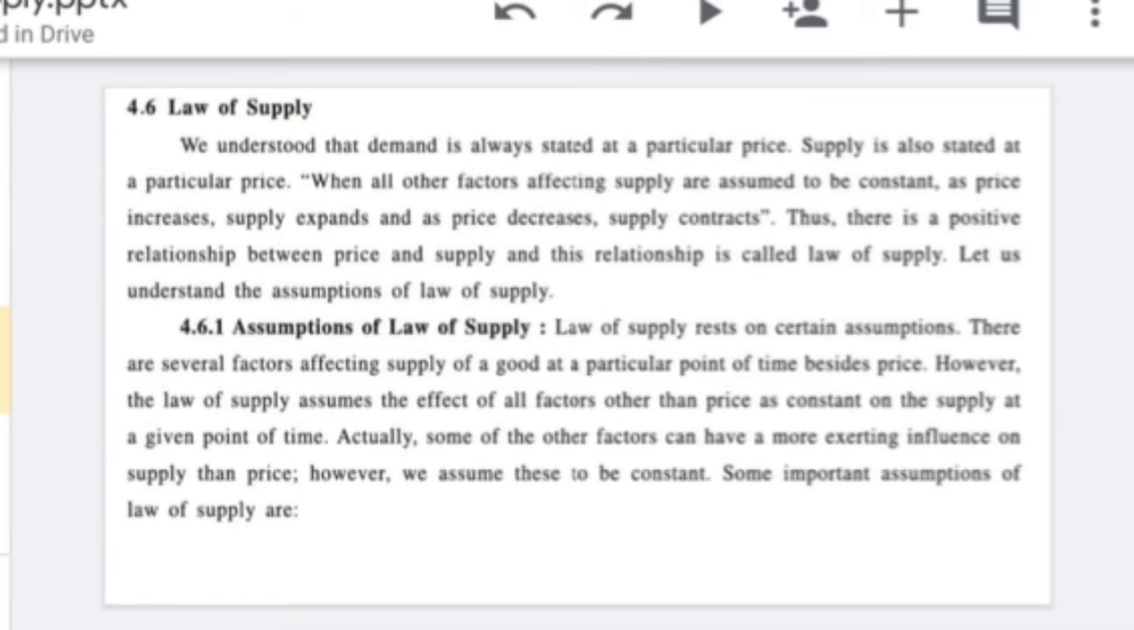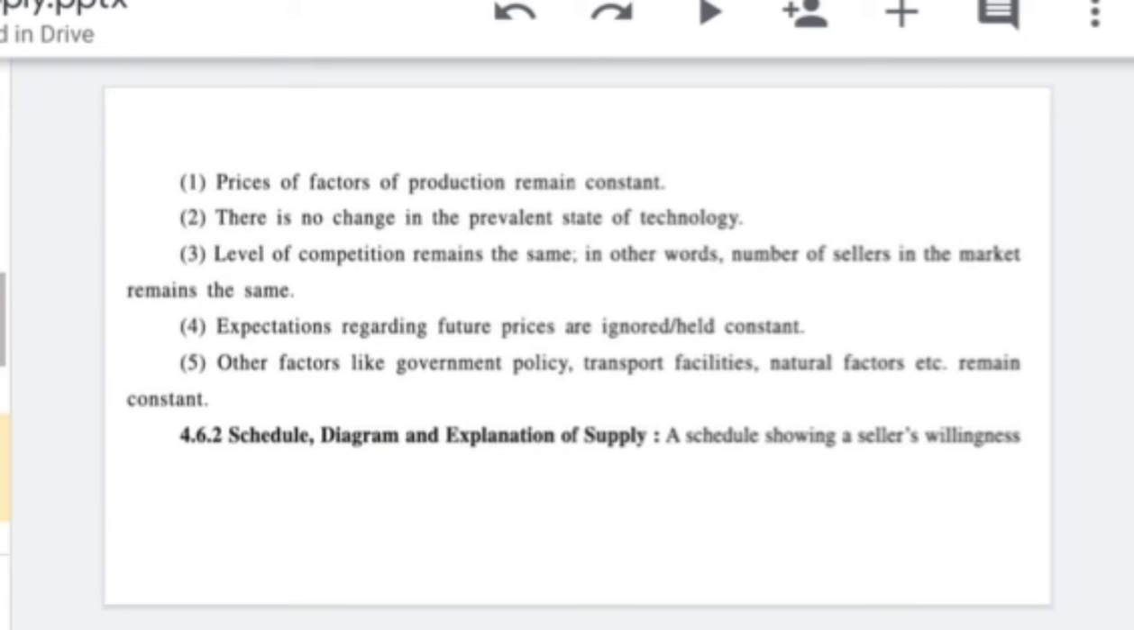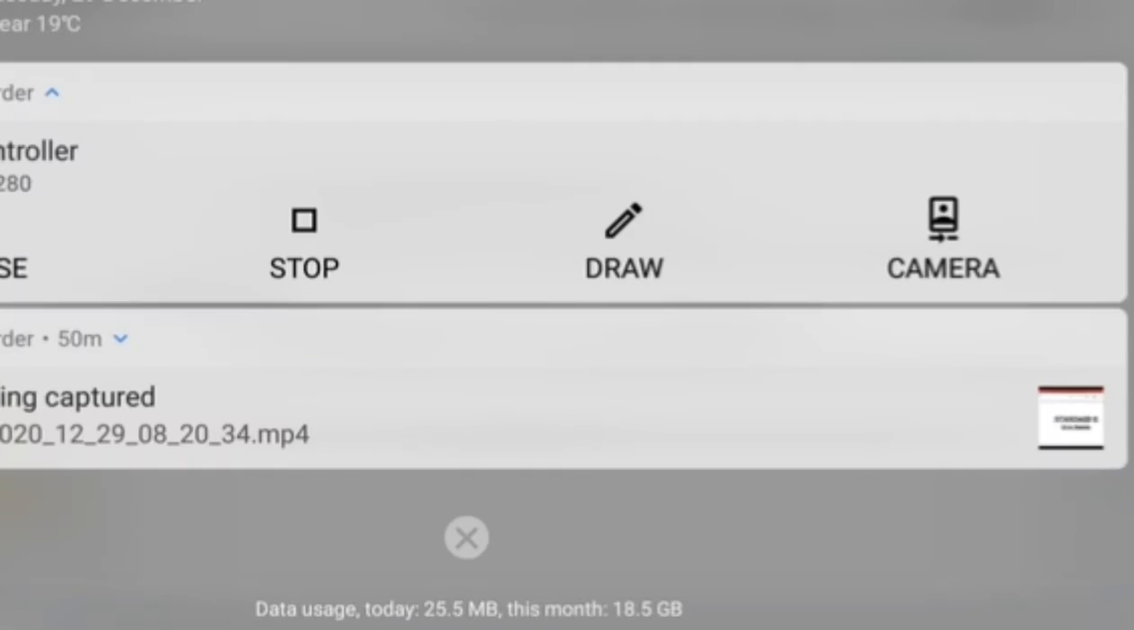So in the law of supply we will see that when the price increases, supply also increases, that is, it expands. And when price decreases, supply also decreases. So we can say there is a positive relationship between price and supply. For that purpose, we have to assume certain things, as there are several factors. If we are saying that the price rises and supply also increases accordingly, we have to make assumptions. So what are the assumptions?